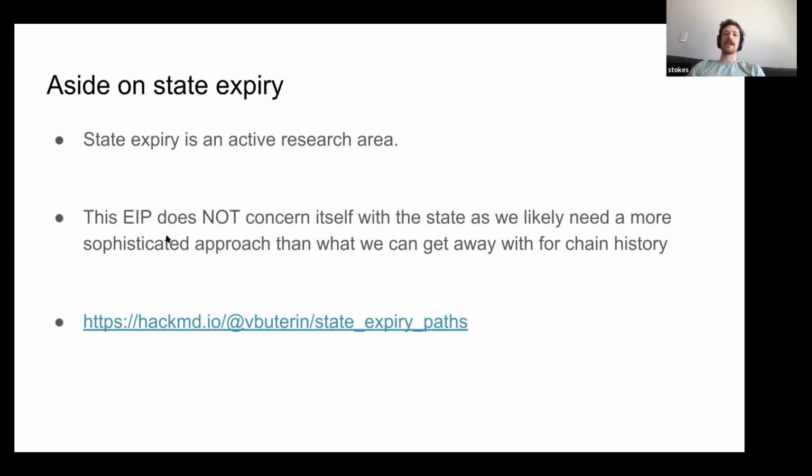So EIP-4444 says, okay, we can do a lot of good just by managing history growth with respect to a full node. We'll leave the state alone, and that's someone else's concern. If you're watching this and you're interested, I believe this is the latest thinking: this document Vitalik has written on state expiry paths, and there are a few different options there.